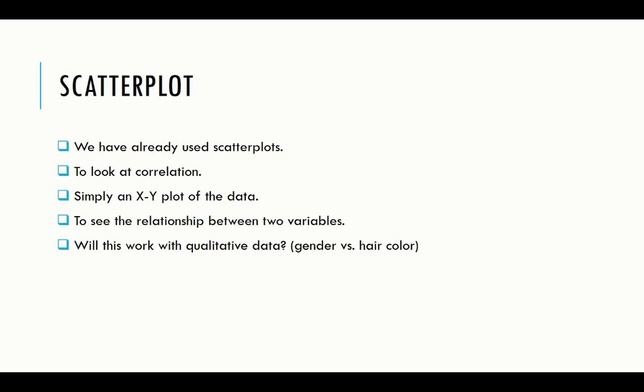So can I look at the correlation between gender and hair color and see if I have a visual pattern through a scatter plot? Well, obviously the answer's no. I can't do this with gender. I can't do this with hair color because, again, how do I put gender or color on an XY graph? XY graphs are measuring something quantitative. So clearly scatter plots are used with quantitative data.